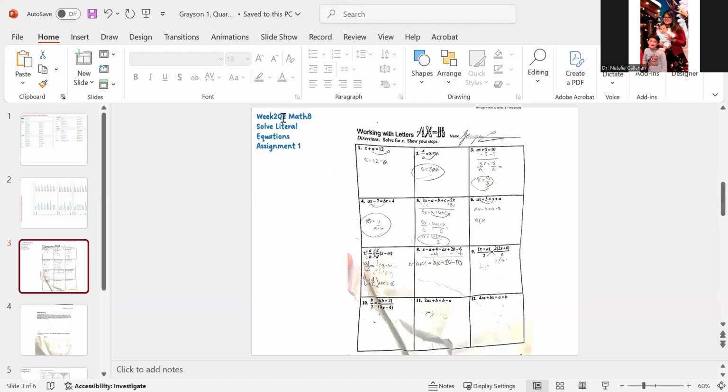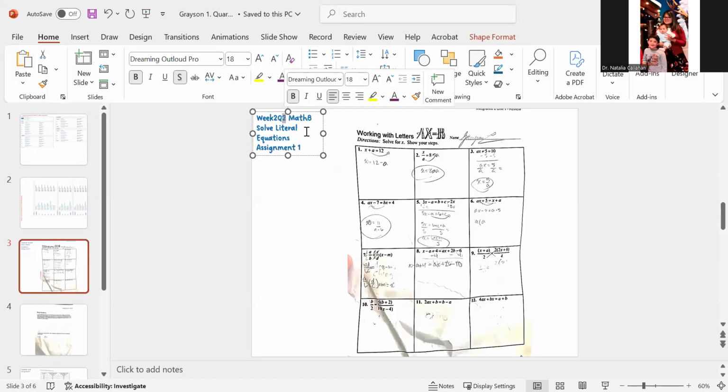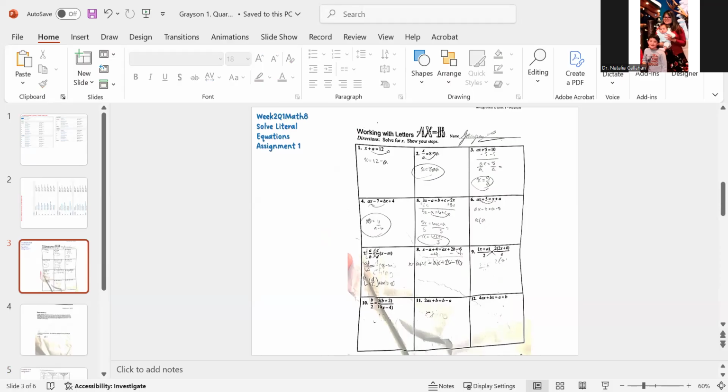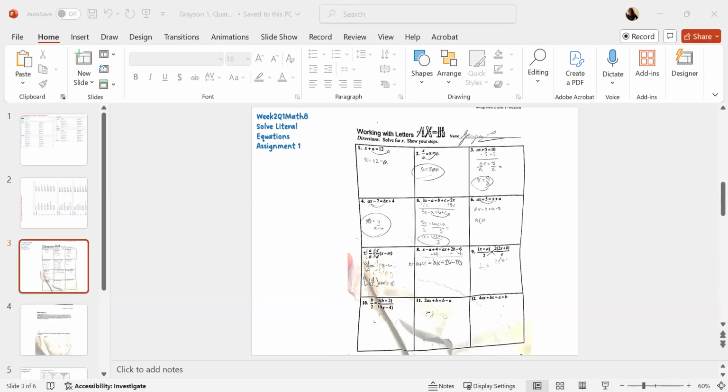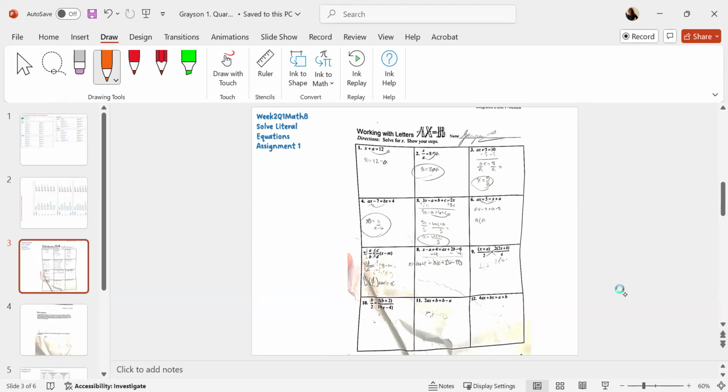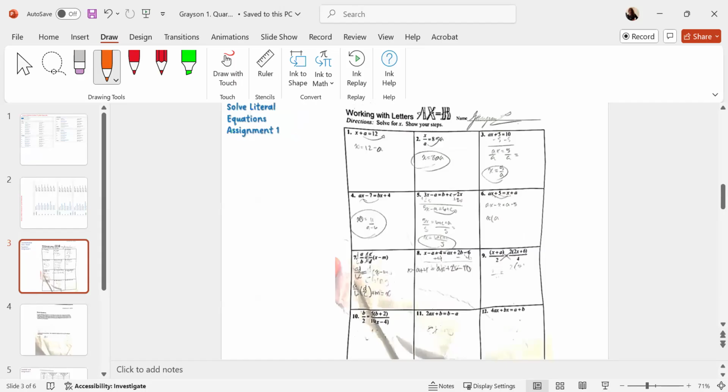Math, oops, that's wrong. Quarter. Math 7, solving literal equations. And look at the displays. Right, this is the first assignment on literal equations. Oh my gosh, why does it look like that? I don't like that at all.